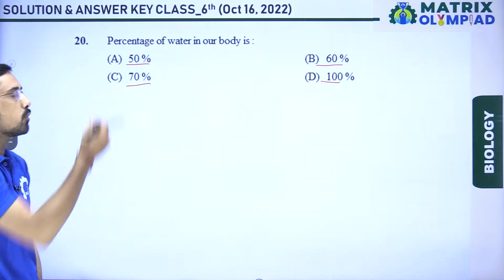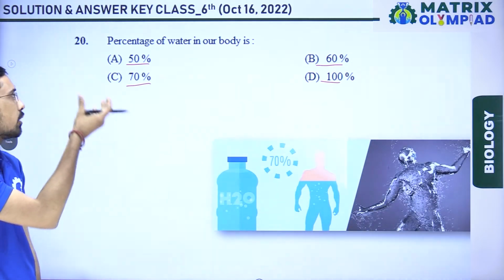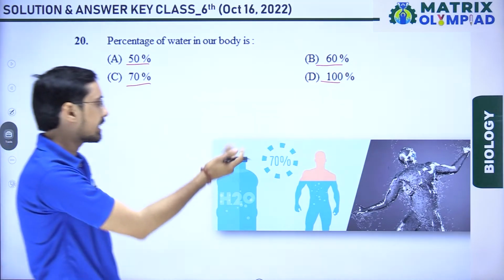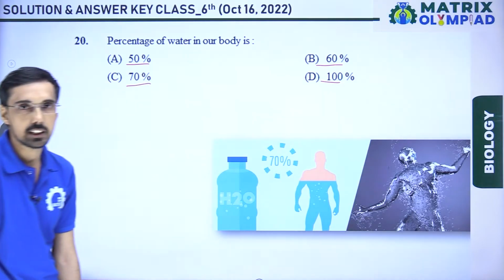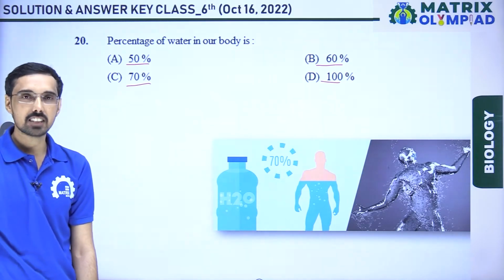As we all know that the water is the most essential part of our body and it covers 70% of our body, and we can see in the diagram it covers most of our body part, 70%. This is all about biology section of class 6 science paper.